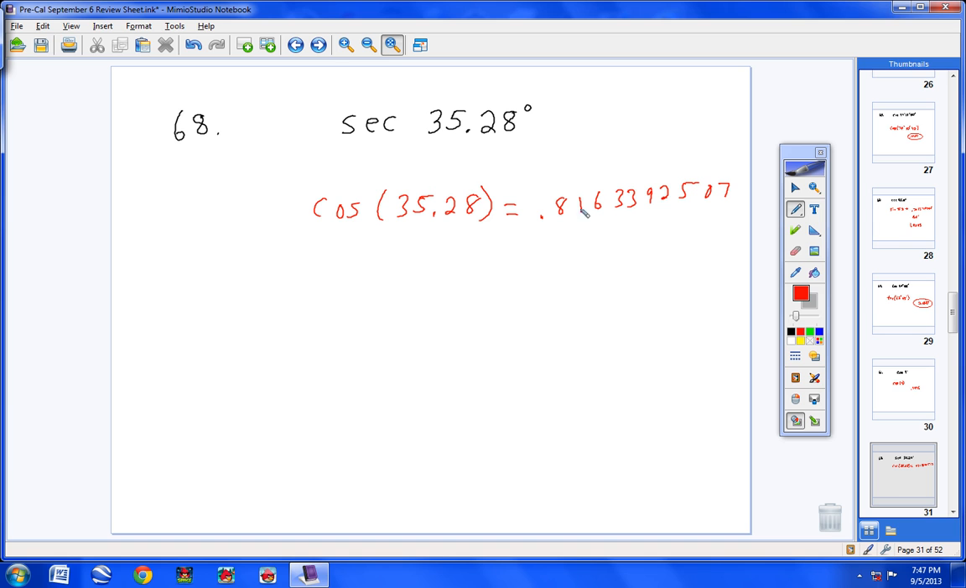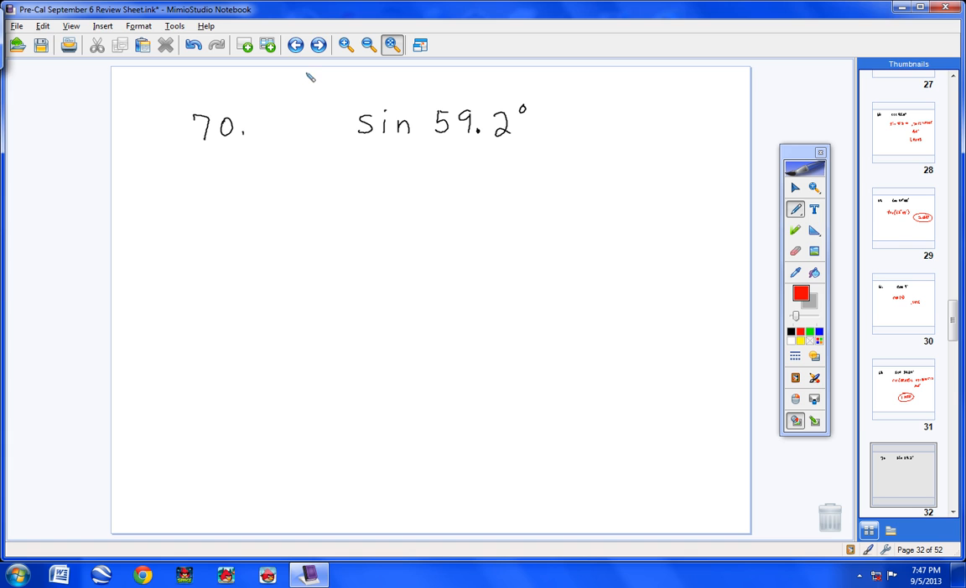And of course, we don't want to know what the cosine of this angle is. We want to know the secant. So we then hit x to the -1, and when you do that, this will pop up on your screen. And the answer then should match the one in the book, which is 1.2250. And of course, that's rounded, but you round that, it's 1.2250. All right, moving on to number 70.